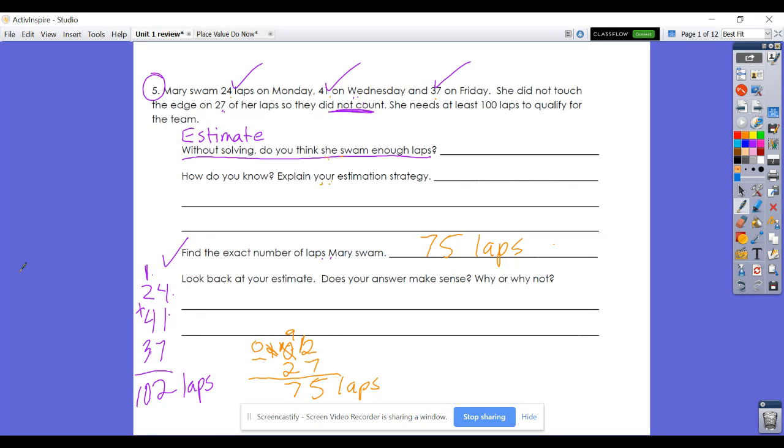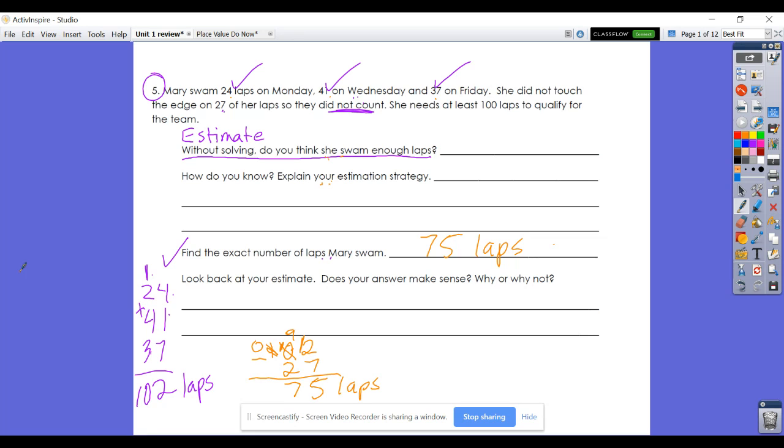Oh, just rounded to the nearest 10? Okay, so you want to do estimation with rounding. Okay, so let's do estimation with rounding. We could also round all of them up, and if she was still under her goal, even if we rounded them up, we'd know she didn't meet it. So there's not just one right answer. You have to decide which one you want to do and then explain it.